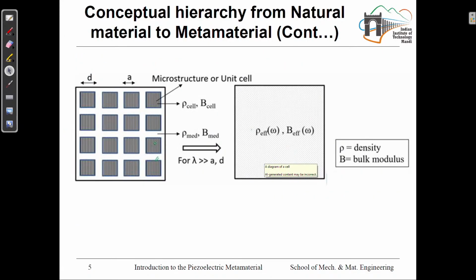So you can see here, suppose we have this matrix, and then we have the meta-atoms. The property of the metamaterial depends on the property of the bulk material. So we have the property of the matrix and the property of the meta-atom, and we can determine the overall property of the metamaterial. So this is the metamaterial.